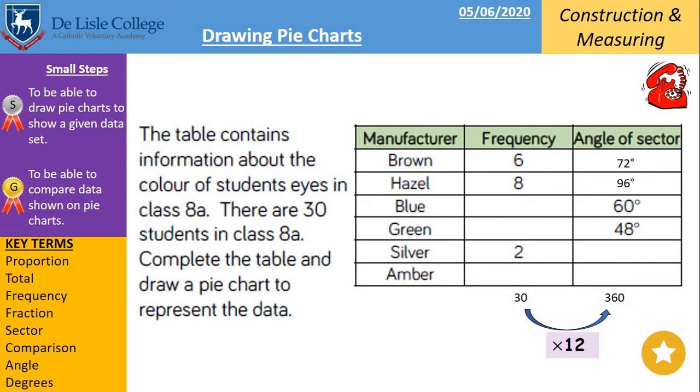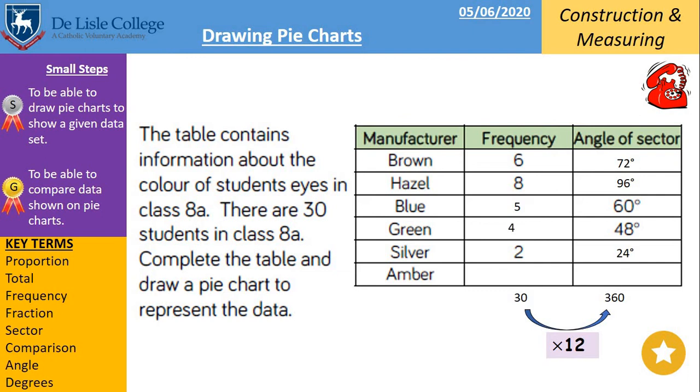Then I'll jump to silver, because we'll come back and do the other two in the middle there, blue and green. Silver, 2 times 12 is 24, and then amber, we don't have any information for that one, so we'll come back to that one. So if I've gone frequency to angle is timesing by 12, to go from angle to frequency, we're dividing by 12. We're going the opposite way here. So for blue, 60 divided by 12 is 5. For green, 48 divided by 12 is 4.